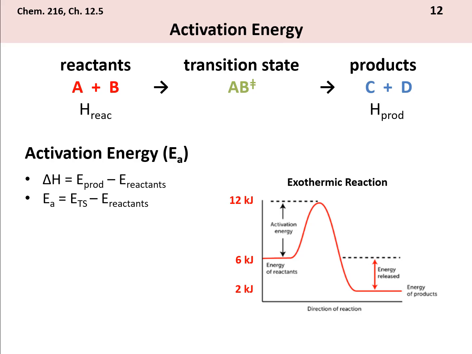My delta H is always going to be products minus reactants. In this case, that'll be 2 minus 6 kilojoules. So that's going to end up giving me minus 4 kilojoules. And for my energy of activation, it'll be 12 minus 6. So it'll give positive 6 kilojoules.